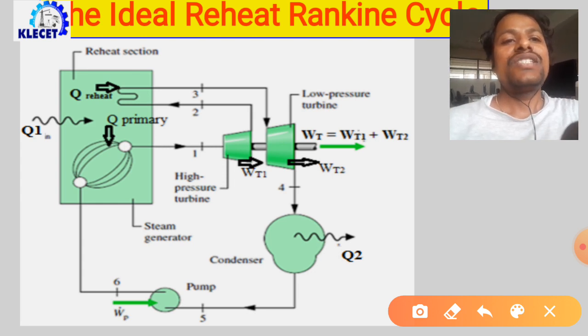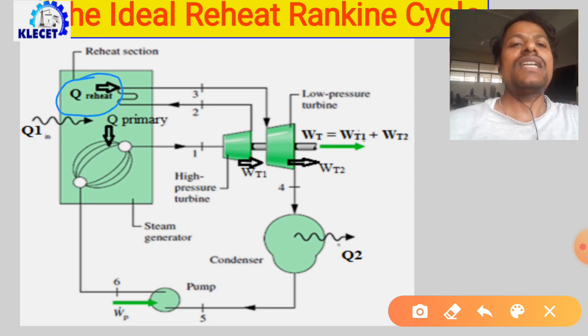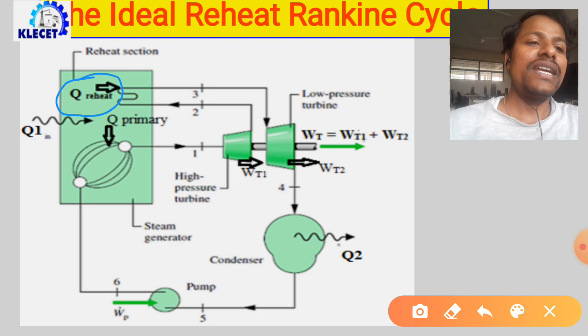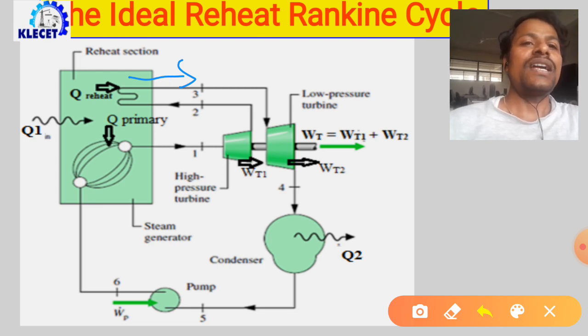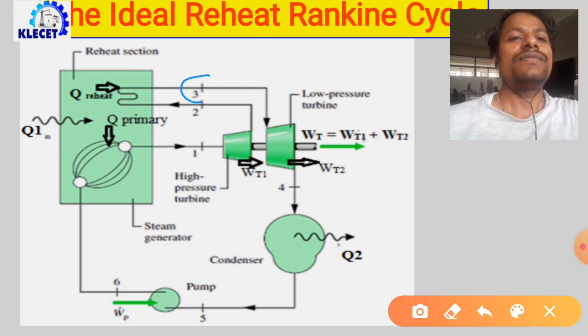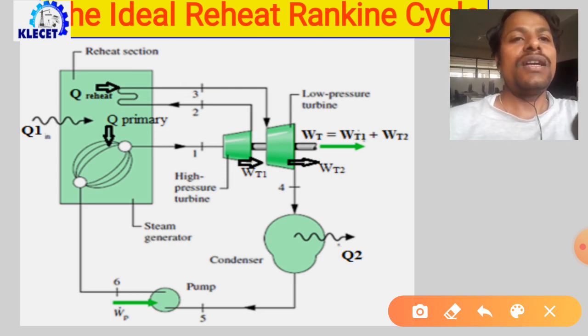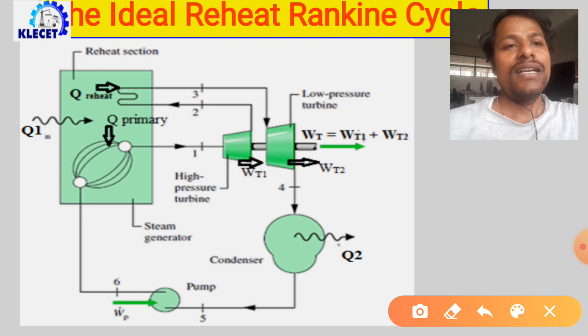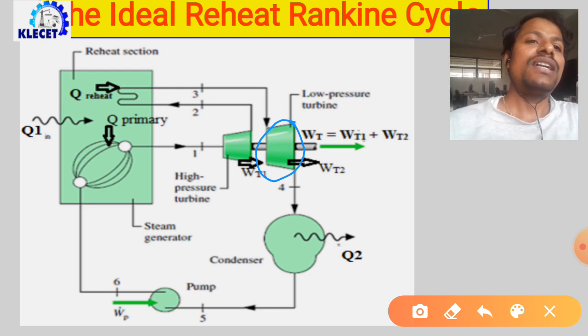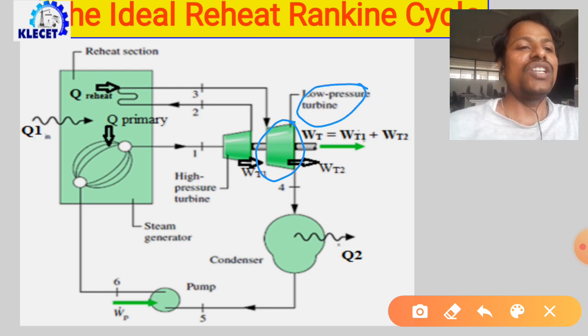So wherein the steam again absorbs Q reheat amount of heat energy from the reheater tubes and again it comes out at state 3. It comes out at state 3 here. So, the reheated steam at low pressure with higher enthalpy then enters the lower pressure stages of the turbine. So, this is the low pressure turbine stage.